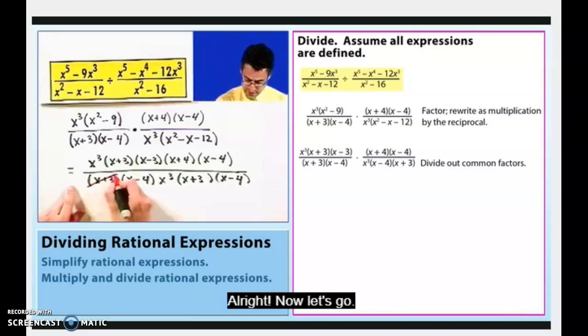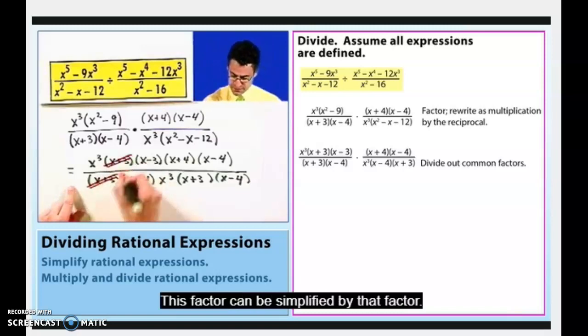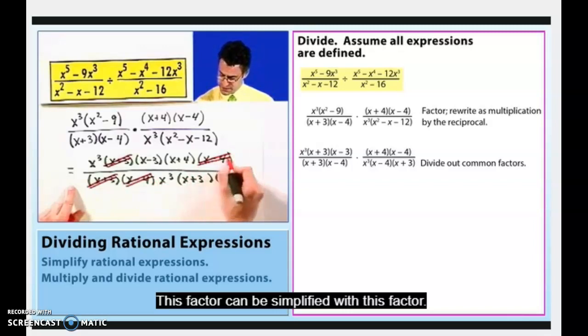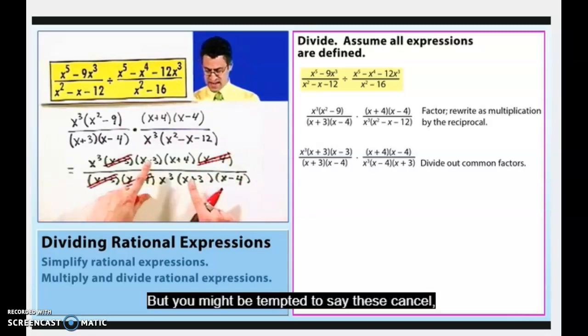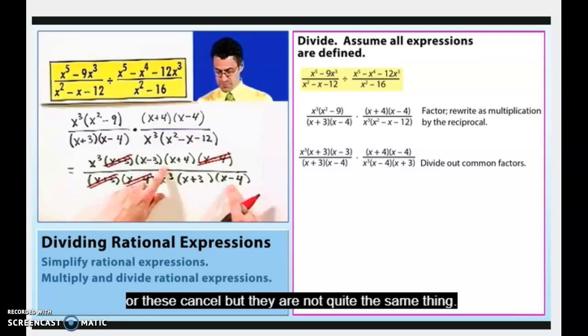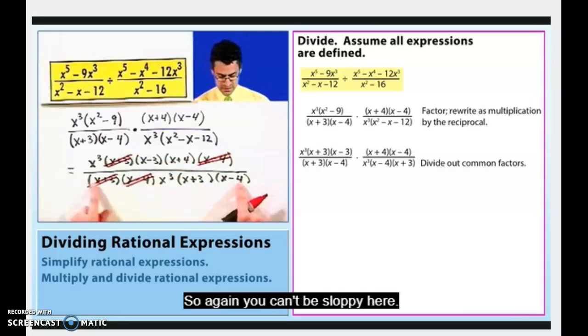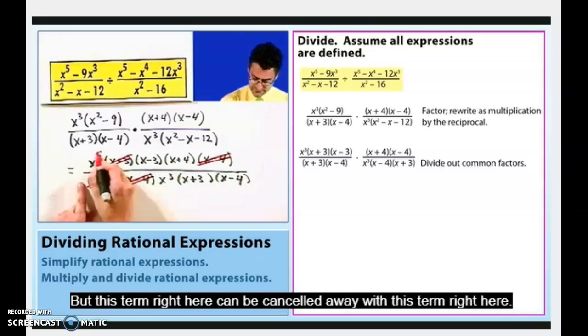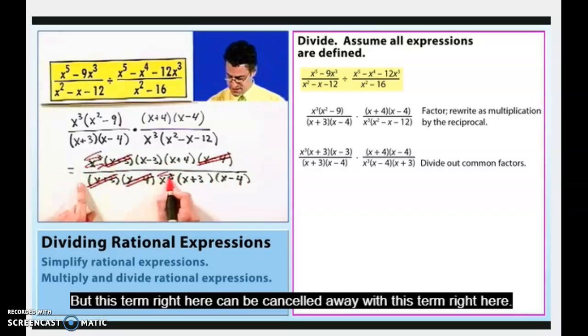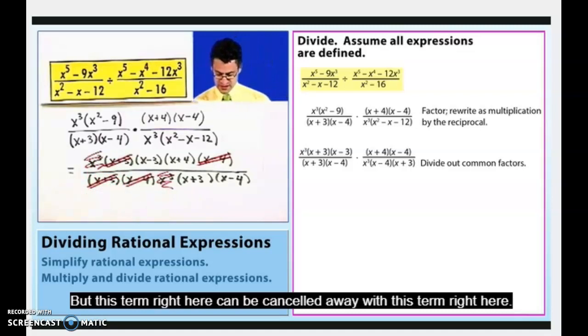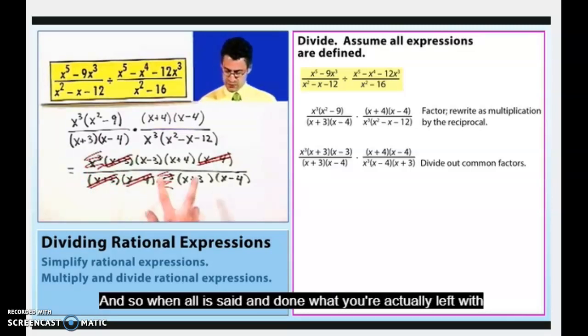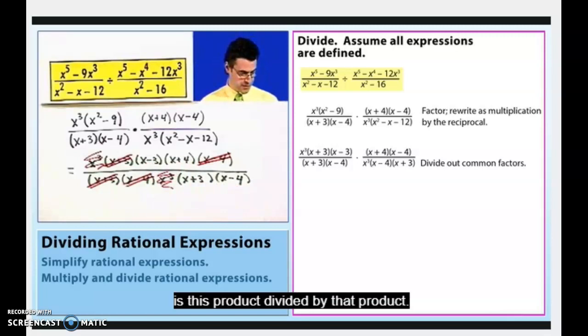All right, now let's go. This factor can be simplified with that factor. This factor can be simplified with this factor. Now, you might be tempted to say these cancel, or these cancel, but they're not quite the same thing. You see, they're different. So again, you can't be sloppy here. But this term right here can be canceled with this term right here. And so when all is said and done, what you're left with is this product divided by that product.